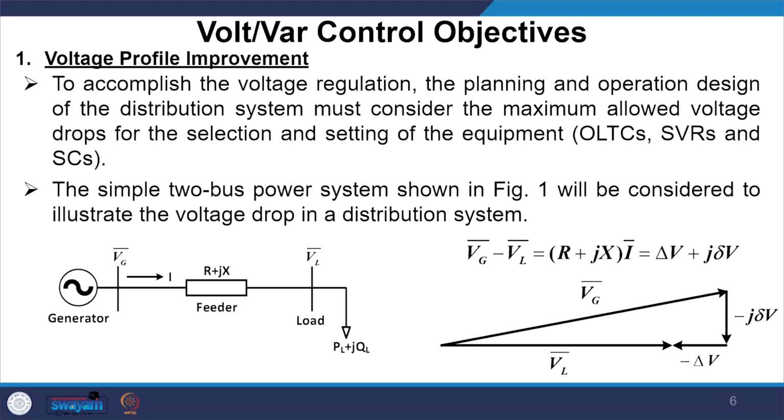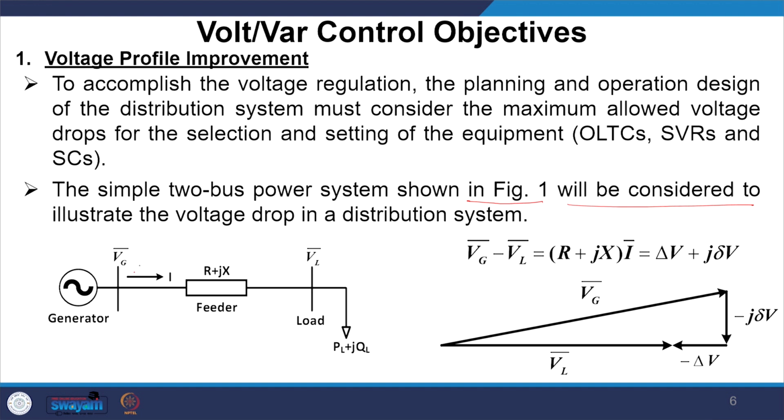To accomplish the voltage regulation, the planning and operation design of the distribution system must consider the maximum allowed voltage drops in the selection and setting of the equipment, such as OLTCs, SVRs, and SCs. The simple two-bus power system, which has been shown in figure number 1, will be considered to illustrate the voltage drop in a distribution system.